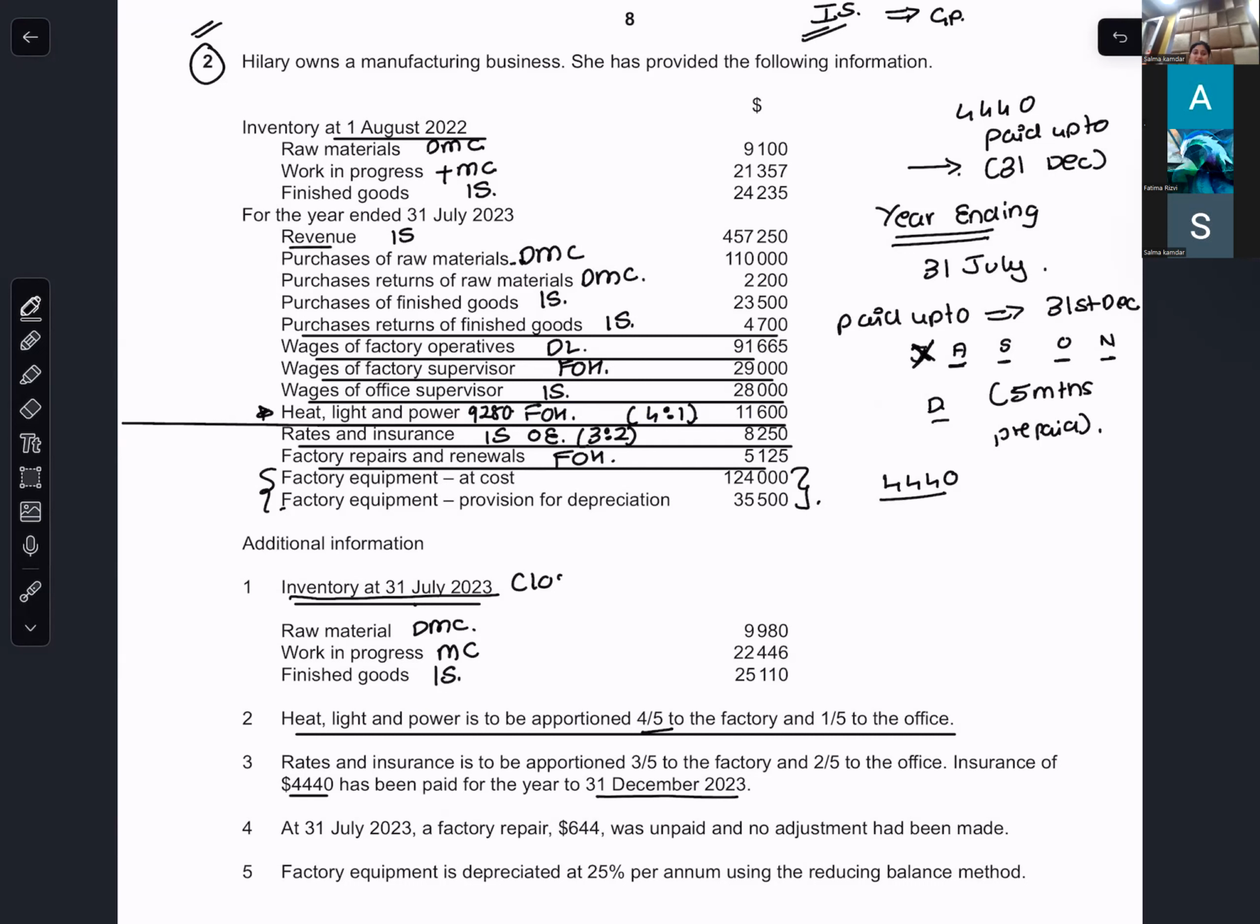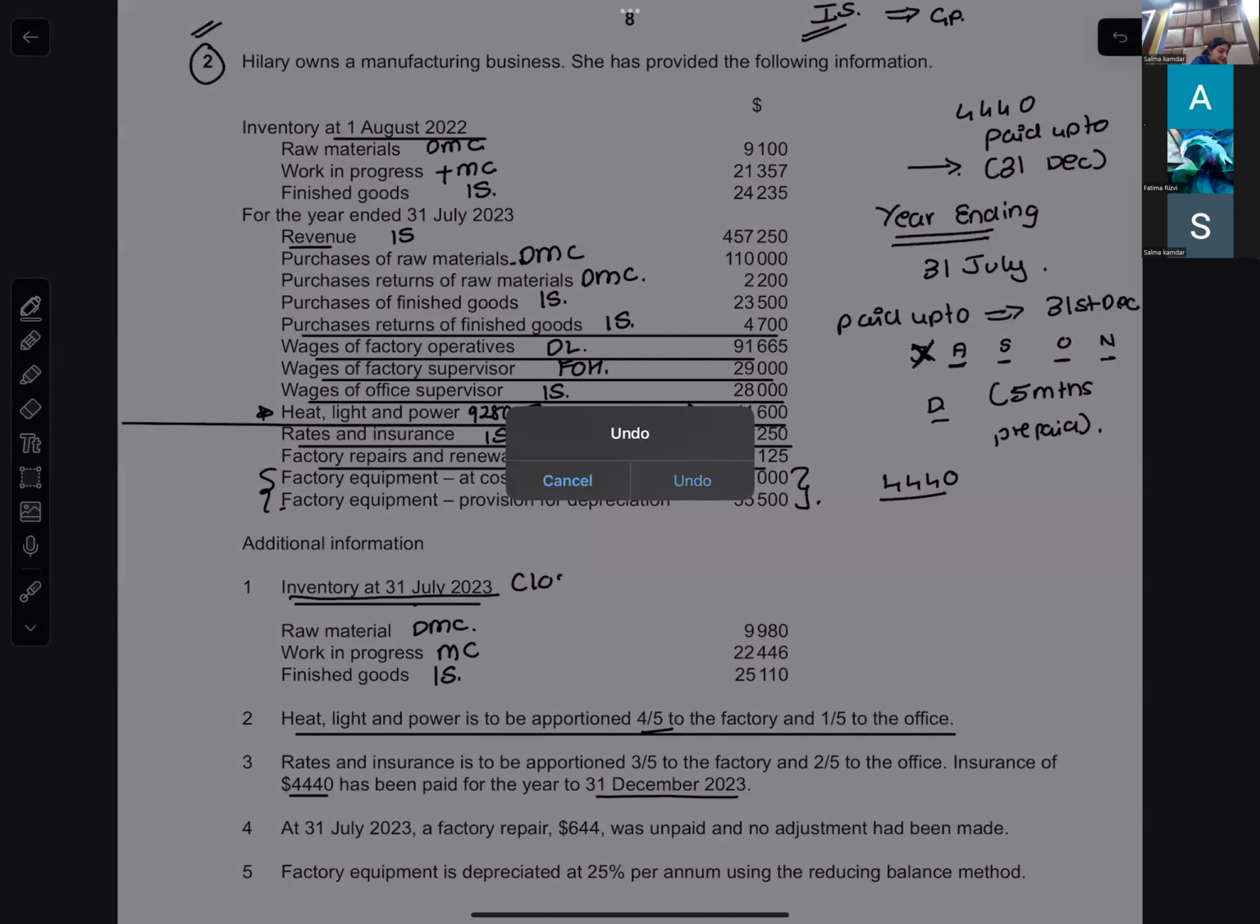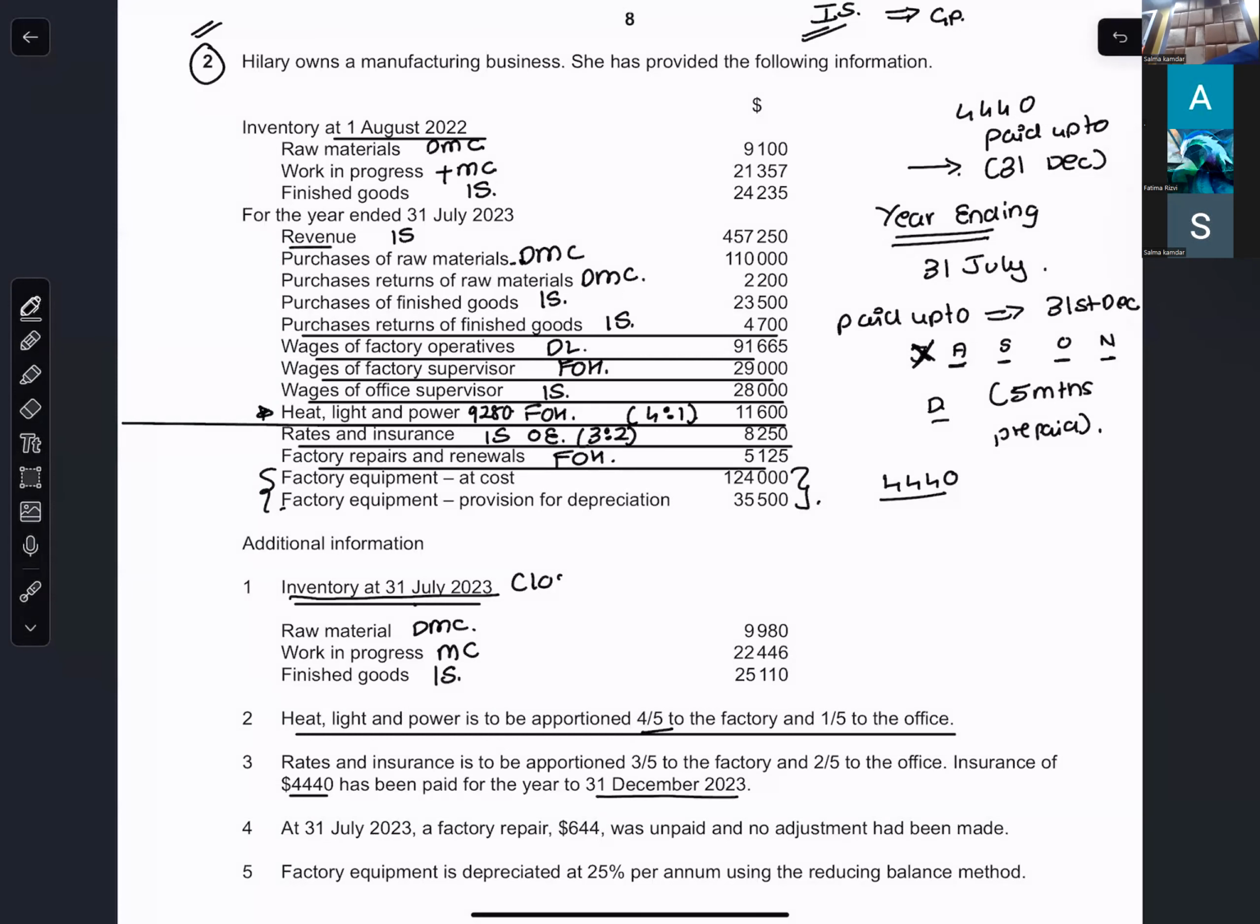4440 is paid for how many months? Tell me. 5 months. No. For 12 months. So 4440 is paid for how many months? For 12 months. Yes, very good. So 4440 is paid for 12 months. But my prepaid is how many months? 5 months. So what is the amount of prepaid?